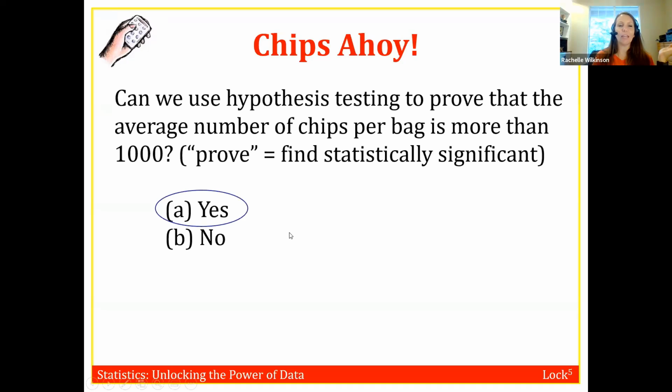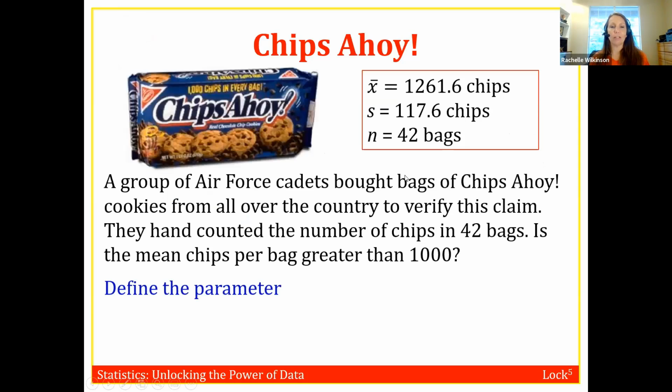So yes, we can use a hypothesis test to prove that the average number of chips per bag is more than 1,000. We're not going to be able to prove that there's exactly 1,000 in every single bag, or that the average number of chips is equal to 1,000, but we can attempt to find statistically significant evidence that there are more than 1,000 chips on average in each bag. So that's what we're going to do here.